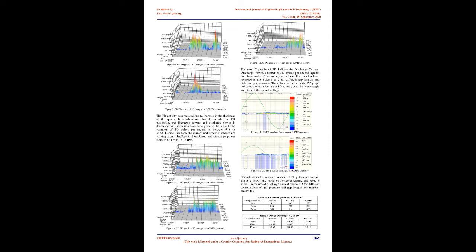After filling the gas in the chamber, it is connected in the PD circuit and the voltage is applied gradually and the PD is recorded. The SF6 and N2 gas pressure is varied from 0.1 MPa to 0.3 MPa and the change in PD with respect to the increase in gas pressure is studied.